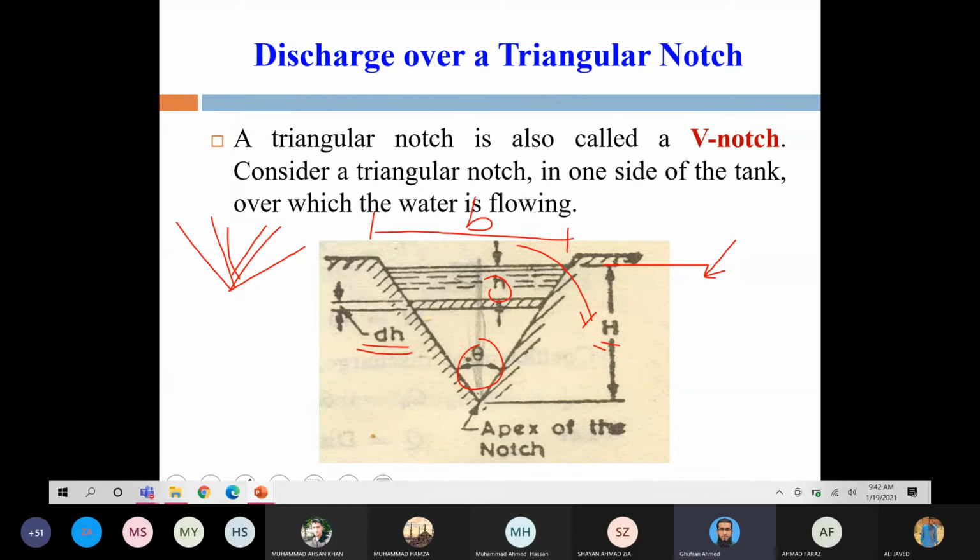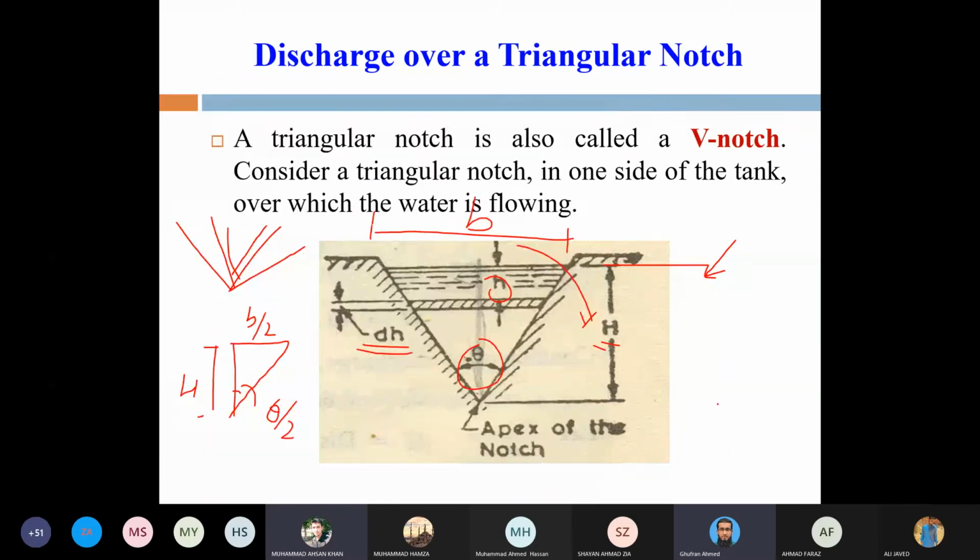So we cannot write a constant value for this B. We need to transform B in terms of H, if we know the value of theta, as theta remains the same for any particular notch. Just divide it into a right angle triangle: this becomes b by 2, this becomes H, and this becomes theta by 2. Can you find the value of b from this triangle? Yes, sir. Write tan theta by 2 is equal to b by 2 divided by H.